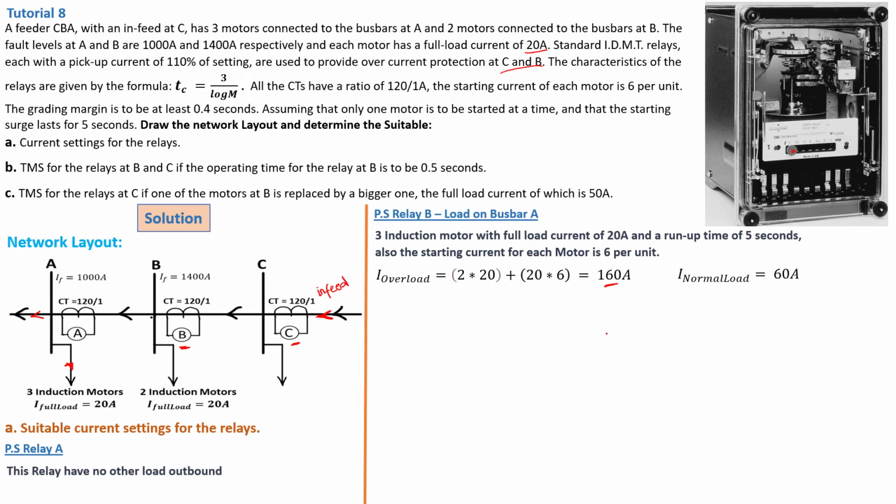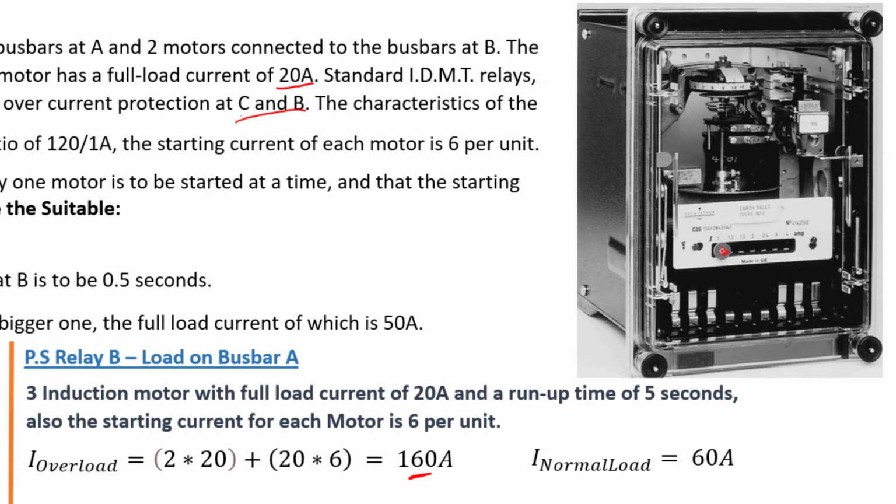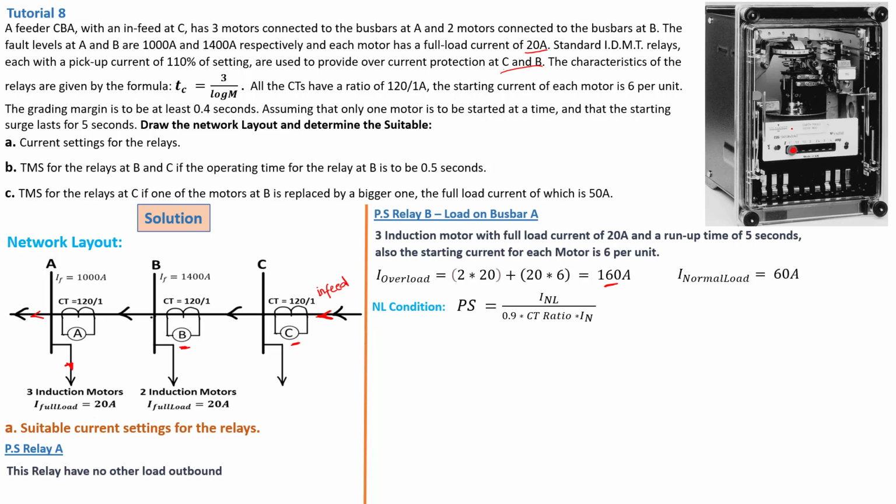Okay, so now we can go ahead and calculate the plug settings, because remember, the setting current is for the plug setting here, because you want to move this plug from here to different settings so that you can set up the current for your disk there. Now we move on. No load condition. For the no load condition, we've got I no load divided by 0.9 times CT ratio times IN.